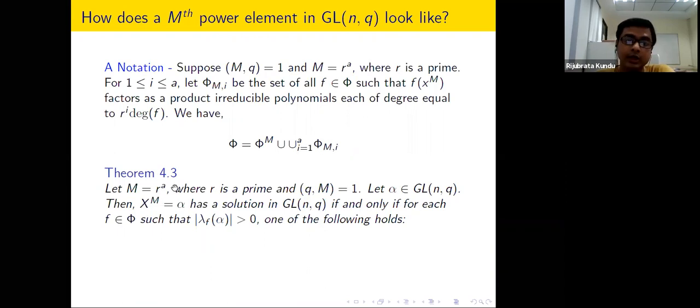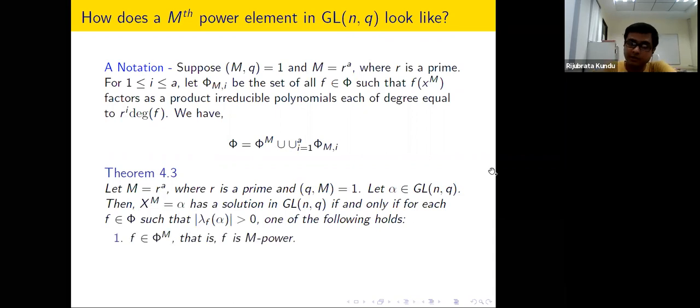So this is what you can have, and in regard to this, here is a theorem which determines the mth powers in G_n(q), of course with certain constraints. One of the main theorems is this: assume that m is a prime power, m is r^a, where r is a prime, and the GCD of m and q is equal to 1, and suppose alpha belongs to G_n(q). Then the equation x^m = alpha has a solution in G_n(q), which means that alpha is actually an mth power in G_n(q), if and only if for each f belonging to Φ, the partition corresponding to f is a non-empty partition and one of the following conditions holds, right?